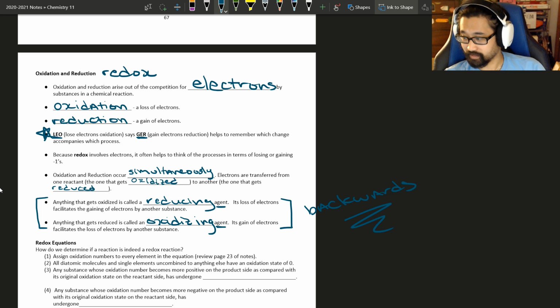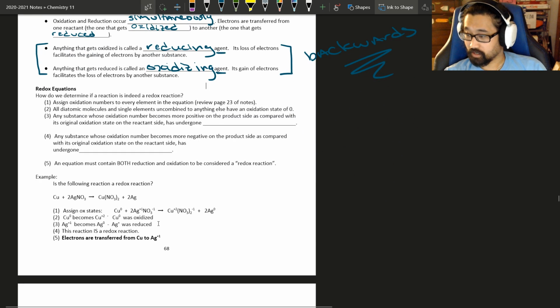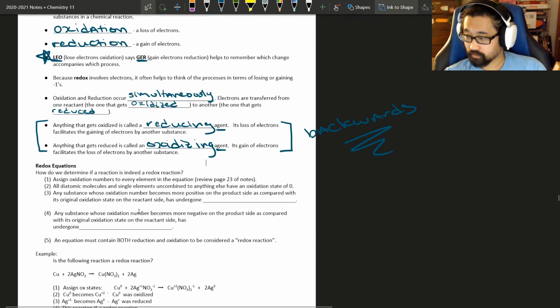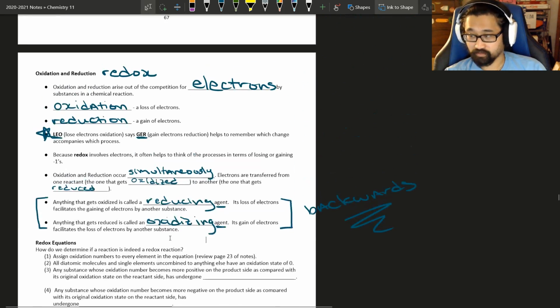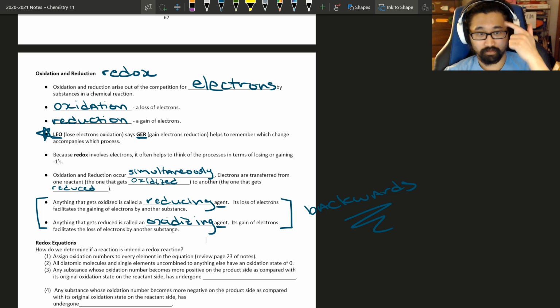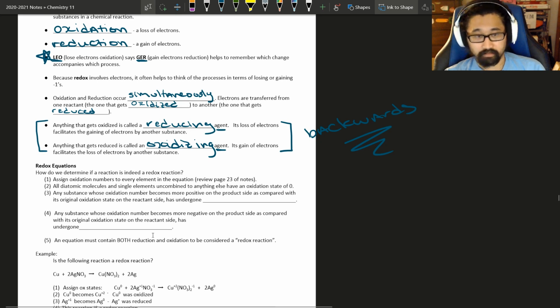For one thing, I am only going to do one more thing. I'm going to stick right here on page 68, and there are going to be some example questions to do based purely on these definitions: oxidation, reduction, oxidizing agent, reducing agent, and how can I tell if something is redox?